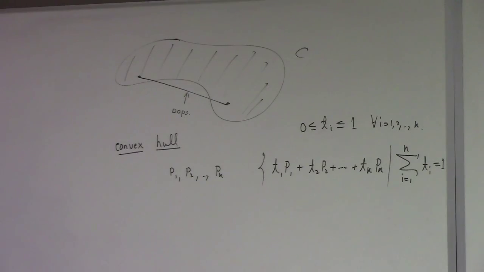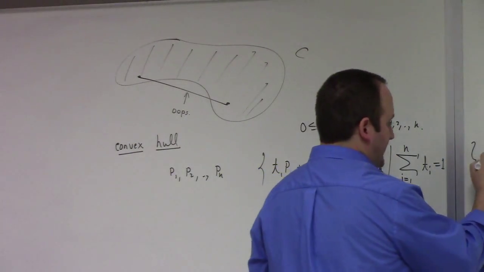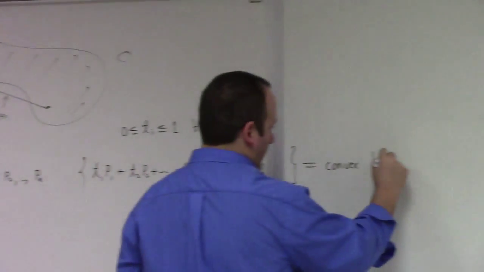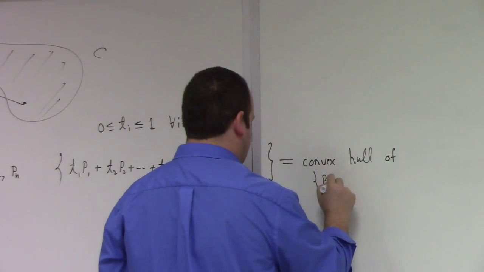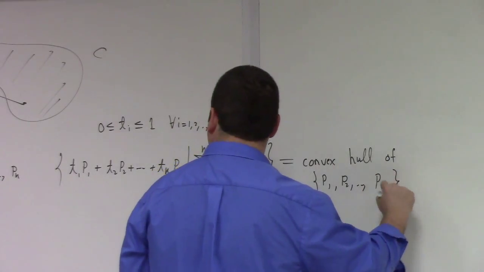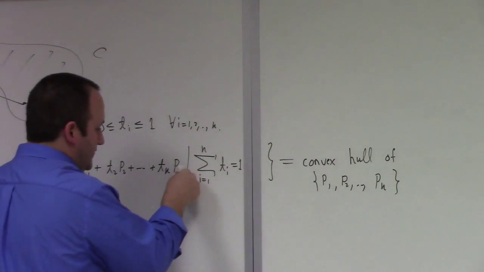If this is actually an example, what this is, as it turns out, is the convex hull of the set containing these points. Now that's an exercise. TkPk.